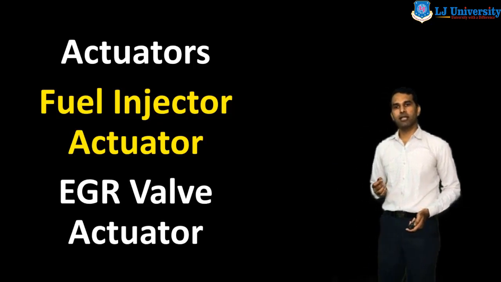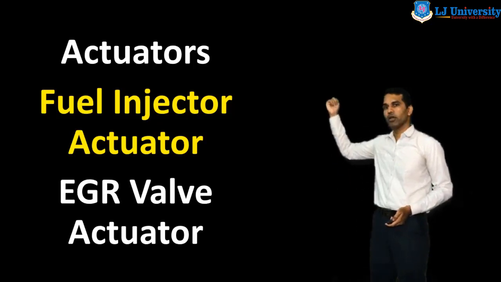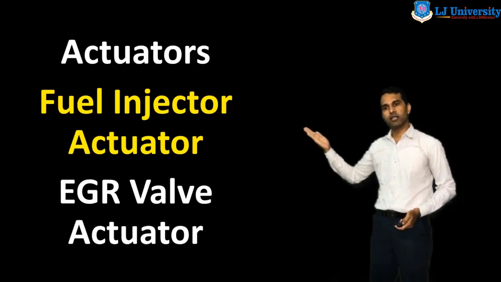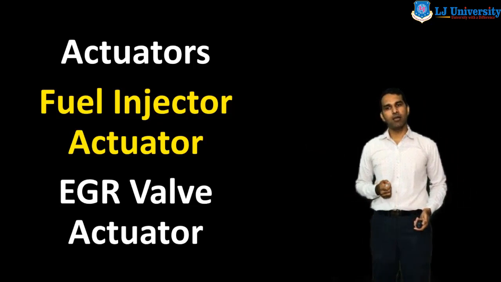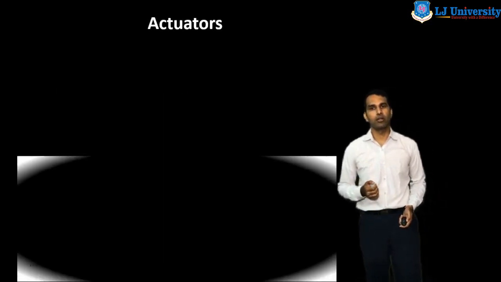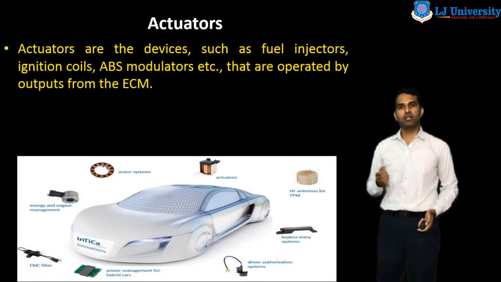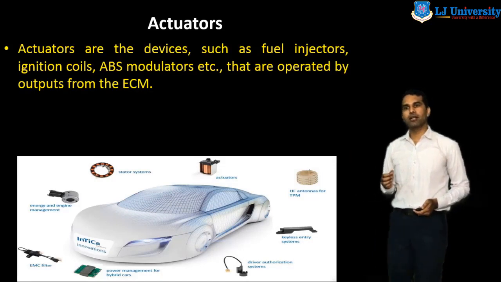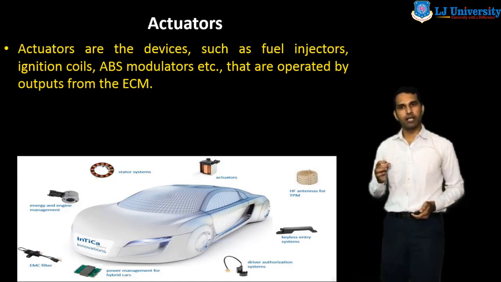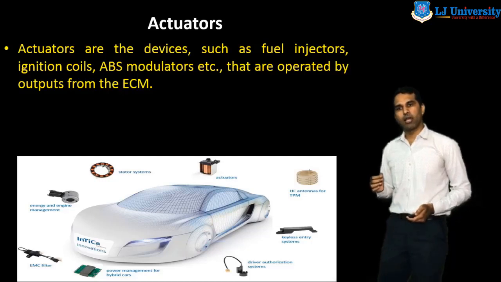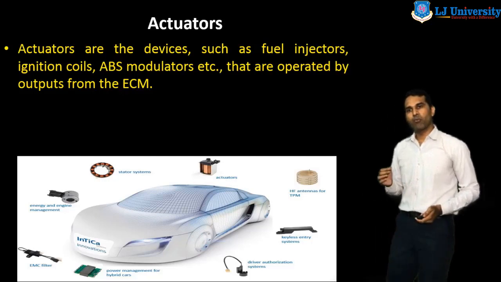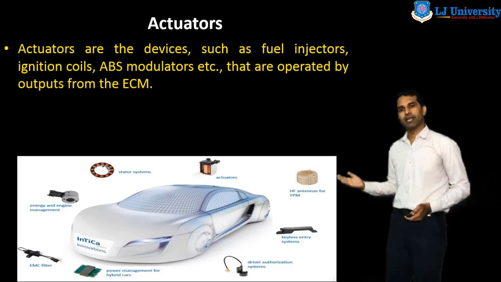So first we understand what an actuator is. Then we discuss the types of actuators that are used in the car, that is the fuel injector actuator and EGR valve actuator. So now start with the first one, the actuator. First, the question that comes to our mind: what is an actuator? Actuators are devices such as fuel injectors, ignition coils, and ABS modulators. They are operated by the output from the ECU.